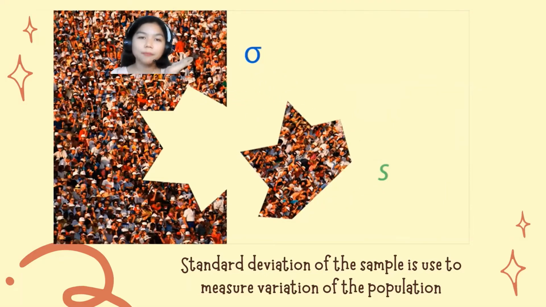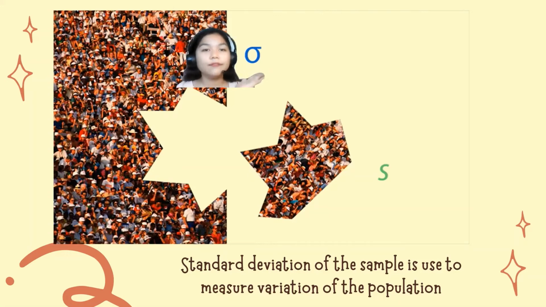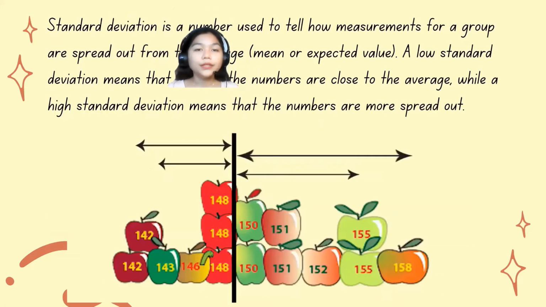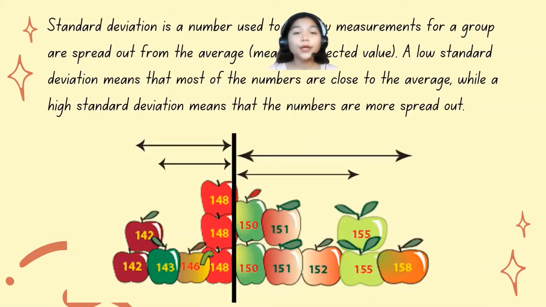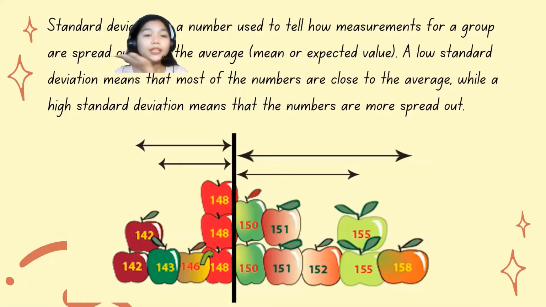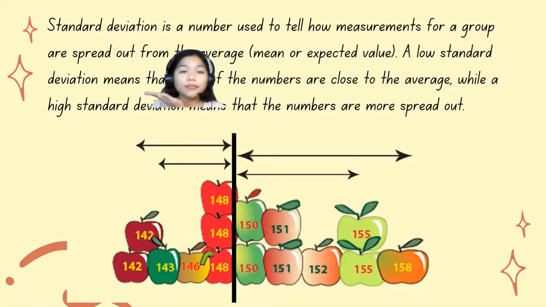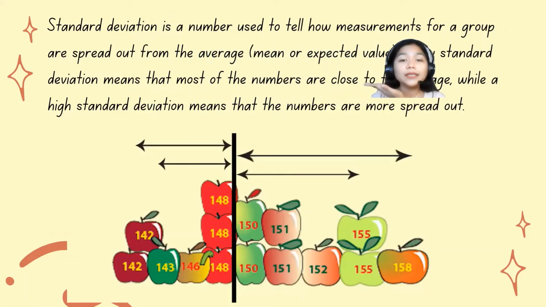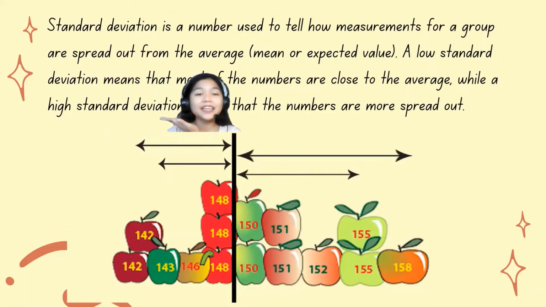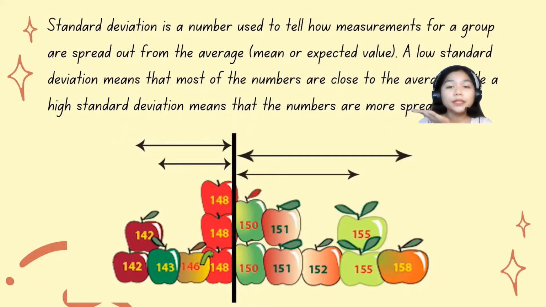While getting the population standard deviation, I know it's hard, challenging, difficult, and unknowable to really have an accurate estimate. So the population standard deviation is denoted by this sigma. The standard deviation is actually a number used to tell how measurements for a group are spread out from the average or the mean or the expected value. A low standard deviation means that most of the numbers are close to the average or the mean, while a high standard deviation means that the numbers are more spread out.